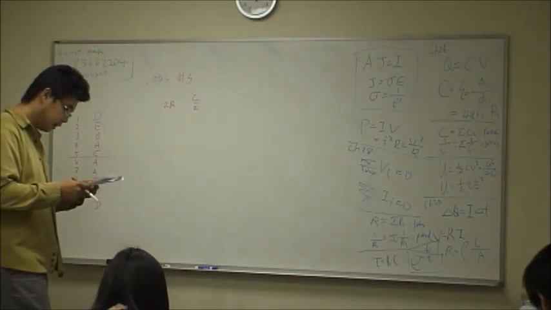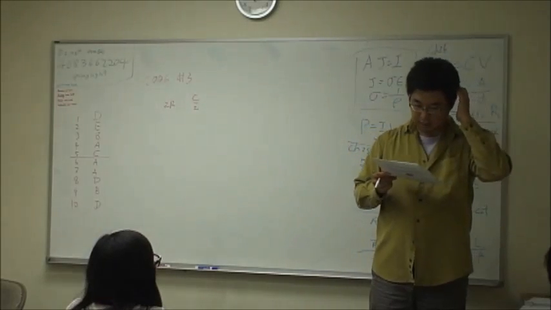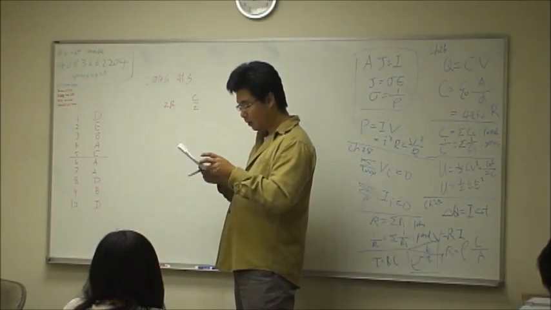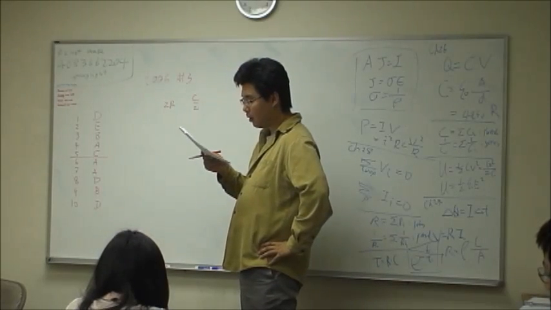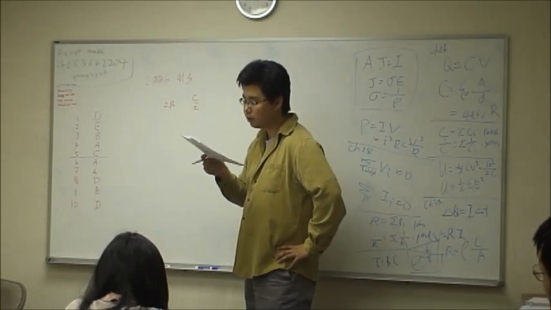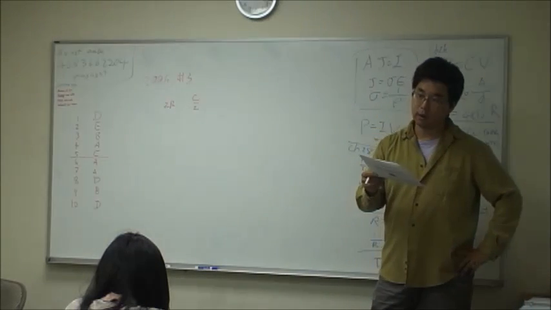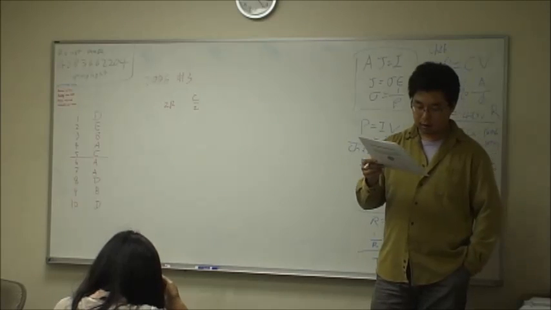Okay, let's look at it together. The resistance is doubled, and the capacitor is halved. First option: the long time limit of the voltage change is 2 times Vm. Is that possible? No. The voltage is Vm, so it cannot be more than that. So let's skip it.